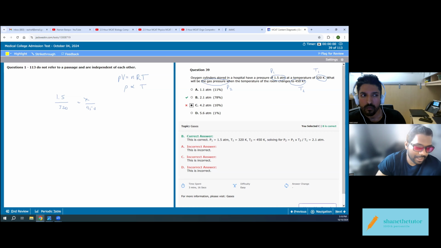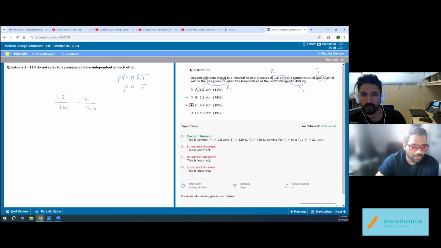What that means is that if pressure increases, temperature increases, or if temperature increases, pressure increases. The temperature is increasing here, so the pressure should increase too. So right away we can get rid of A, because that's a lower pressure than 1.5 ATM.